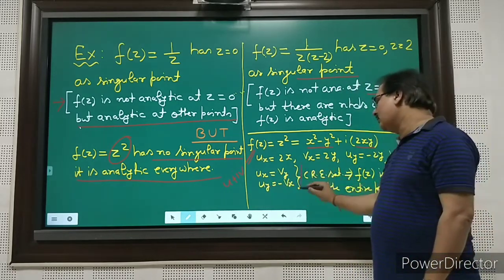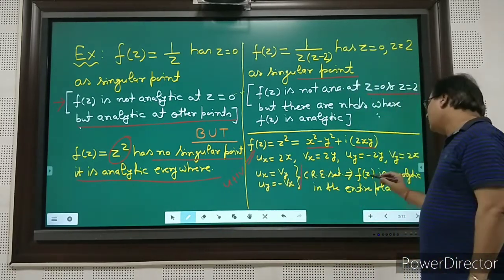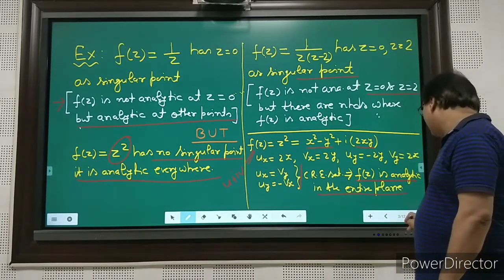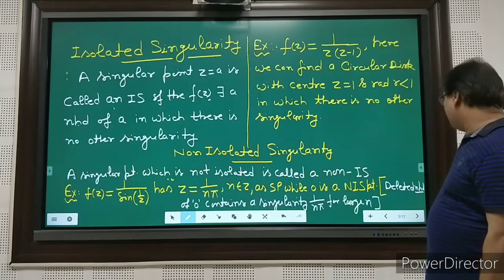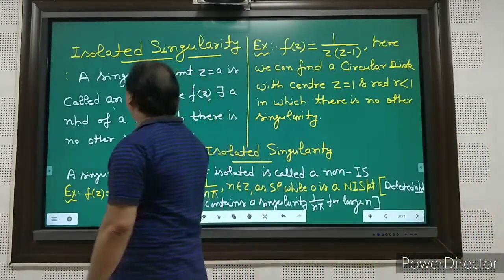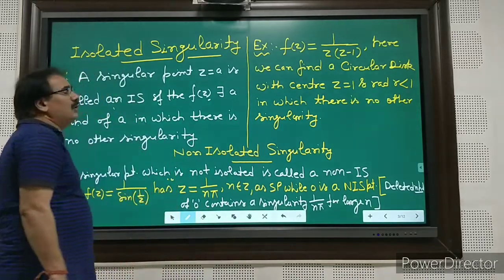Then ux = vy and uy = −vx. This means the CR equations are satisfied. It means you can say f(z) is analytic in the entire plane. So f(z) is analytic in the entire plane. Now the next topic in this series is isolated singularities.